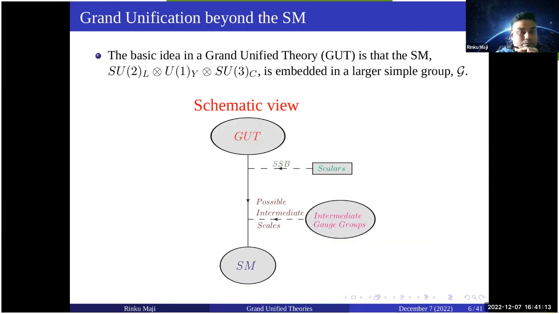So the basic idea in a grand unified theory is that the standard model gauge symmetry is a low energy artifact of a unified theory at a very high energy. In between them, there could be some intermediate gauge symmetry, with symmetry breaking associated with some possible intermediate scales, and there will be some scalars whose vacuum expectation value will break some higher symmetry to its daughter lower symmetry.